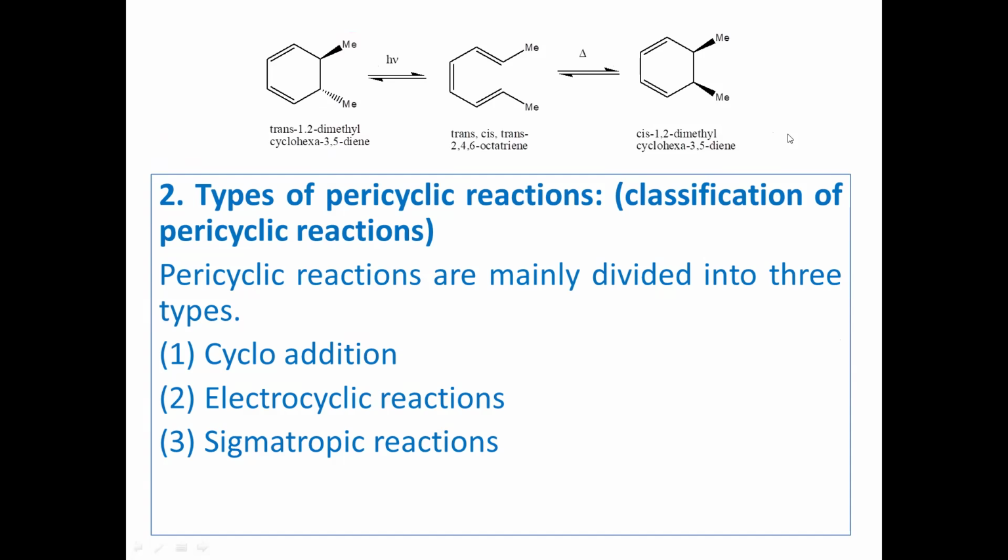Many of these reactions are reversible and the equilibrium lies well over to one side or the other side of the reaction. Now let us see how these pericyclic reactions are classified. Mostly pericyclic reactions are classified into three types: cycloaddition, electrocyclic reactions, and sigmatropic reactions.